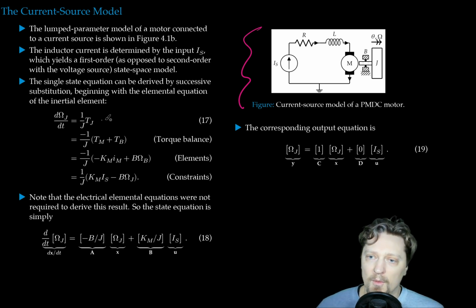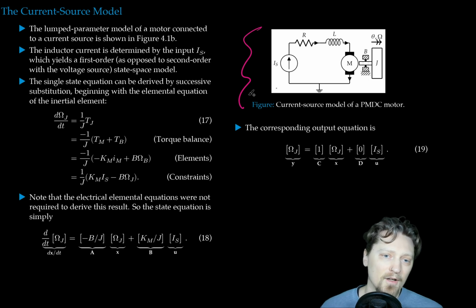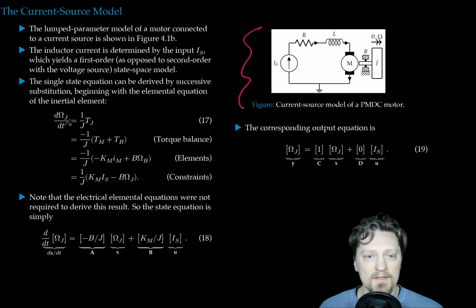So we have the elemental equation for the mechanical load side, so the rotor inertia. We have the time rate of change of the angular velocity proportional to the torque, Newton's second law in the rotational frame. We have a torque balance saying that the torque applied to J is equal to the motor torque and the bearing damping torque summed up.